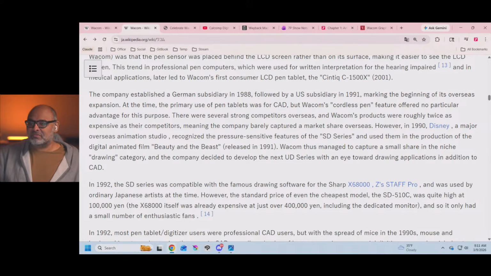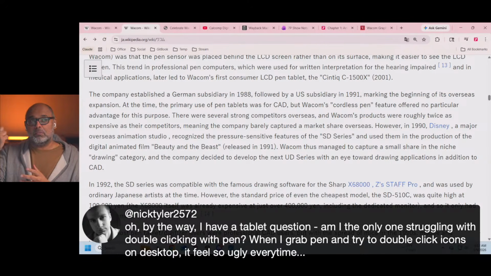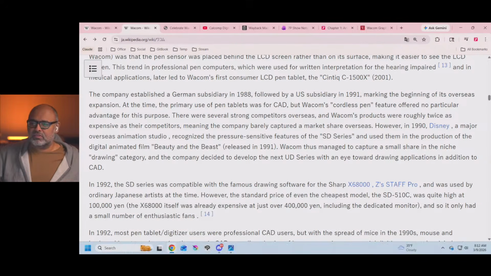That's drawn. Oh, by the way, Nick says, I have a tablet question. Am I the only one struggling with double-clicking with the pen? Yeah, I can't do it either. That's because if you try to click twice, your second click is often off. It's always, at least for me, displaced by a little bit, so it doesn't register correctly. What I do is I just change my upper button to be a double click. So I don't double click like this, I just click the upper button for double click. It's a classic problem, Nick. Classic.